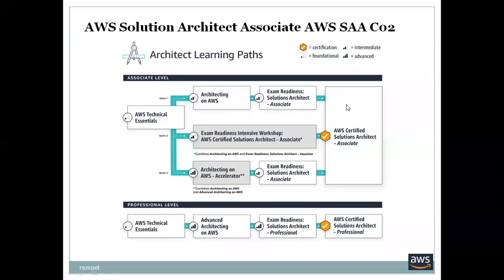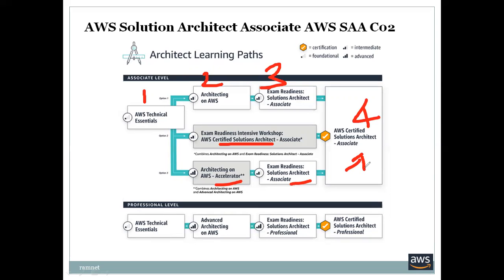The next one is the solution architect associate architect learning paths. Architecting on AWS essentials is required, AWS technical essentials required. Then architecting on AWS, then exam readiness associate, then you go for the exam. This is the path we will be going for: first, second, third, fourth like this. Then you can go for the exam readiness intensive workshop. Either you can go for this intensive workshop and take the accelerator, and then go to the exam.